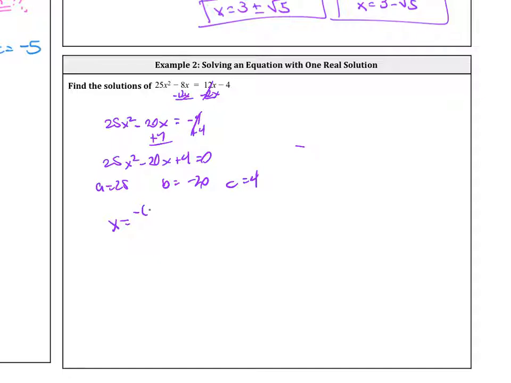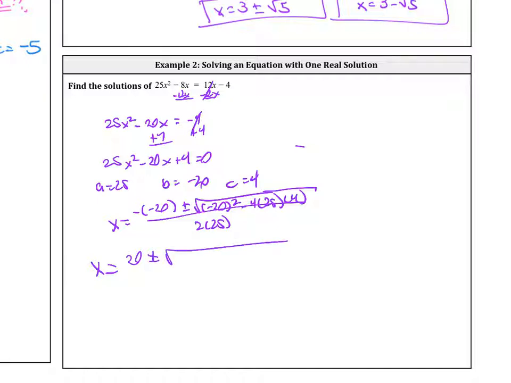So x equals negative 20 plus or minus the square root of negative 20 squared minus 4 times 25 times 4 all over 2 times 25. So x equals negative 20 becomes a positive 20 plus or minus. 20 squared is really just 2 times 2 and then 2 more zeros. 2 times 2 is 4, so that's 400. And then negative 4 times 25 is negative 100 times 4 is negative 400. So 2 times 25 is 50. So notice right in here, these numbers, they go away.